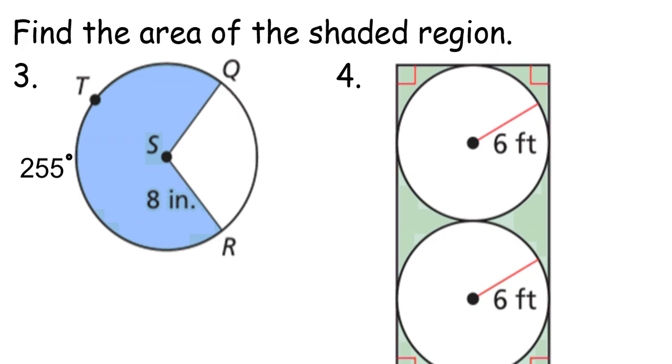Okay, moving along to the second slide. In the second slide, questions 3 and 4 ask us to find the area of the shaded region. In number 3, the shaded region is a sector. So we have a similar proportion to what we were using in questions 1 and 2, but the left-hand side of this proportion changes to sector area over area of the circle is equal to arc measure over 360.